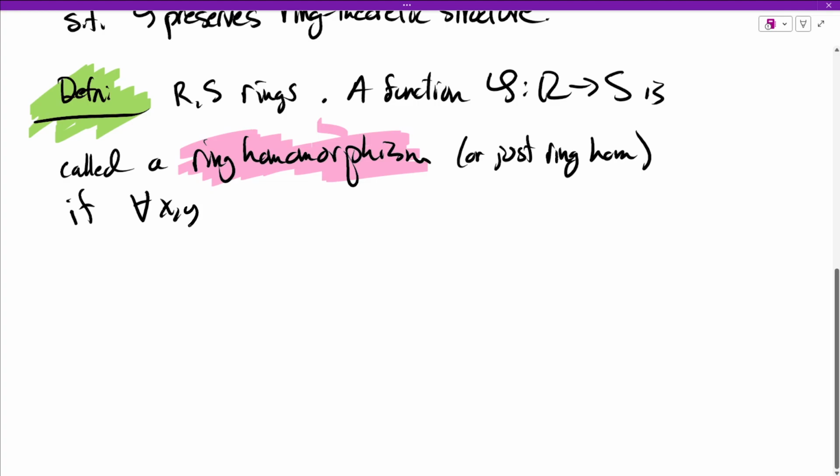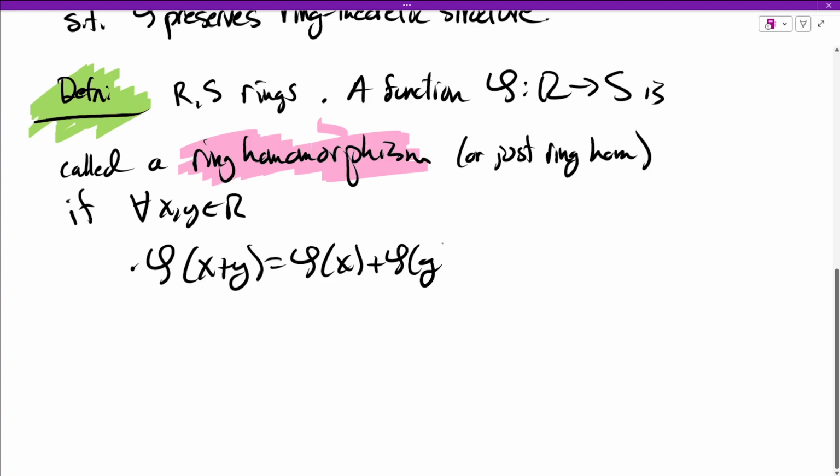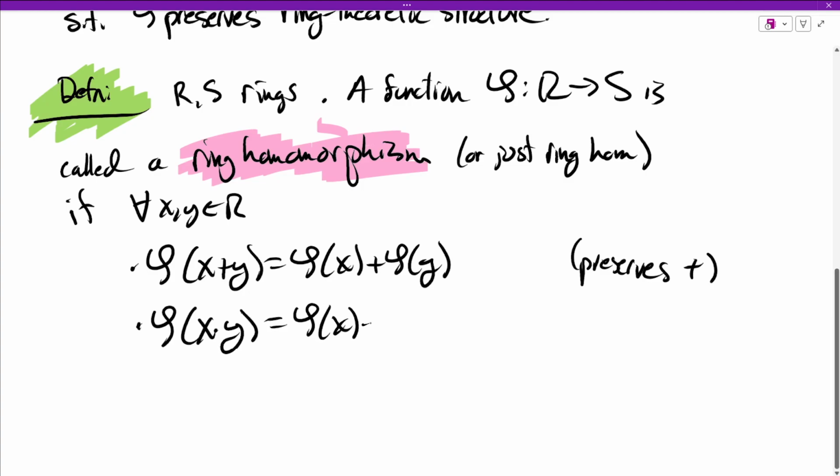For all x, y in R, phi of x plus y is phi of x plus phi of y. So we say it preserves addition. Phi of x times y is phi of x times phi of y. So the first property is breaking up under addition or preserving addition. The second property is breaking up under multiplication or preserves multiplication.